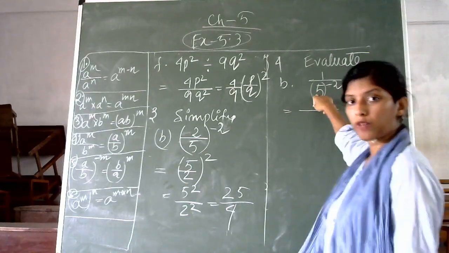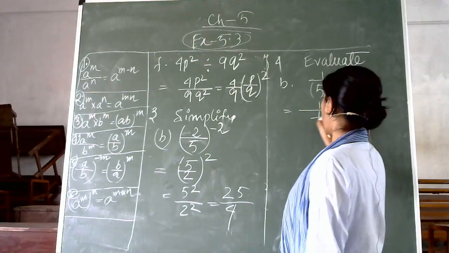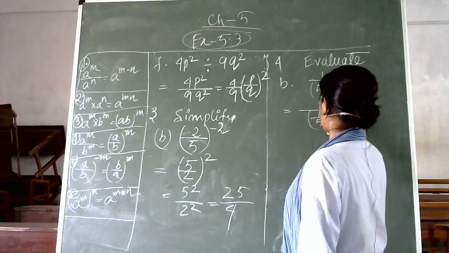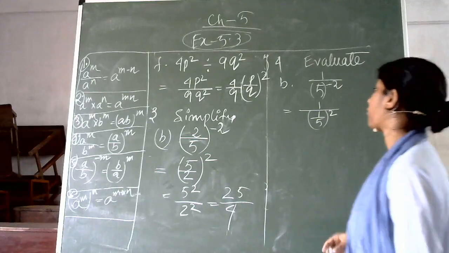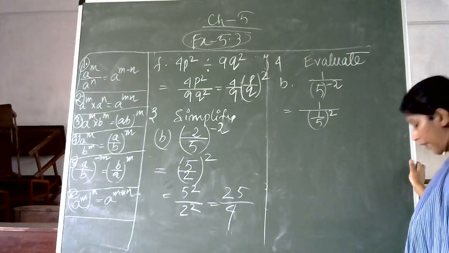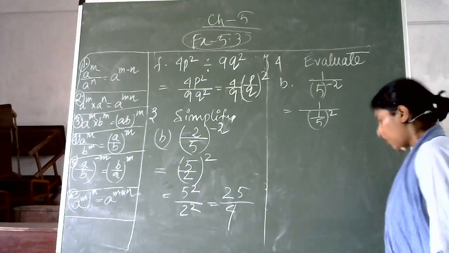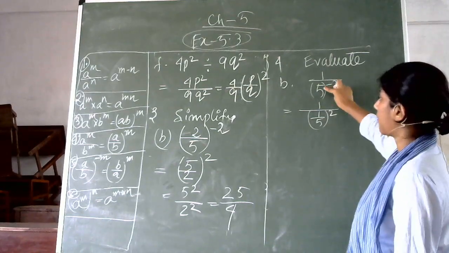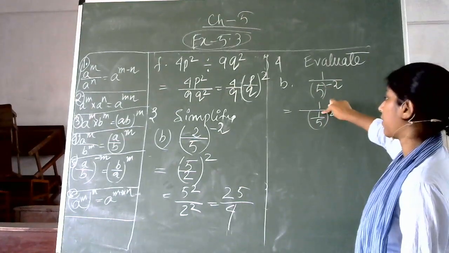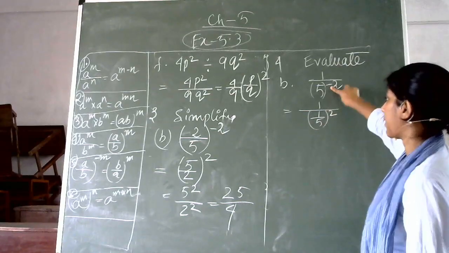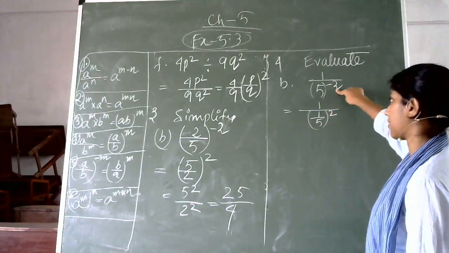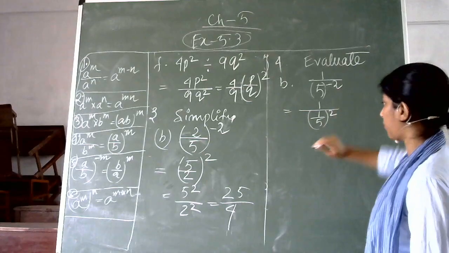Reciprocal of 5. What will be the reciprocal of 5? 1 by 5, right? Reciprocal of 2 is 1 by 2. Reciprocal of 5 is 1 by 5. So when I have written 1 by 5, no need to write the minus anymore. Only whatever the power is. The power is 2, so you write 2.